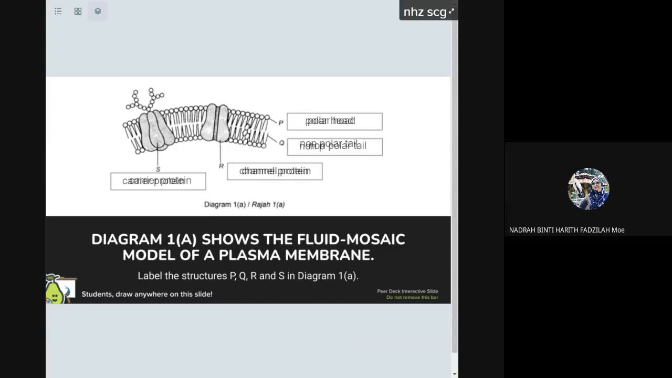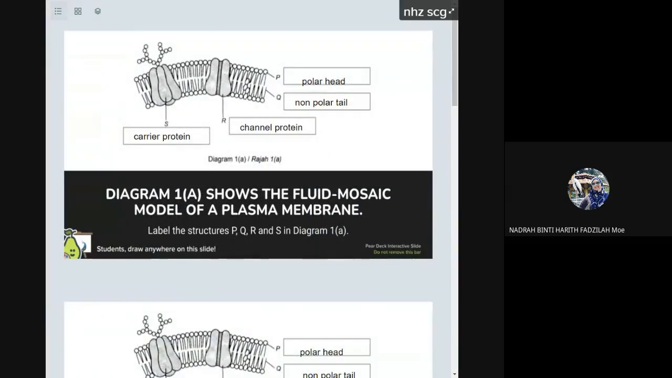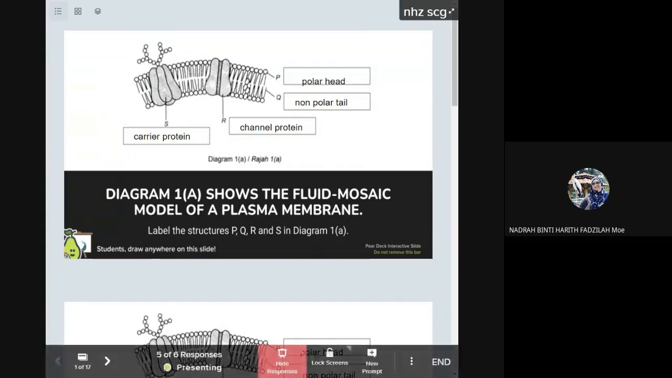Okay, so you are currently doing the labeling right here. Okay, so very good. P is polar head, Q is non-polar tail, but the combination of P and Q is the phospholipid molecule kan? Okay, good. R is channel protein and S is the carrier protein. Alright, I agree with you. Okay, tak apa. Ada yang on the way tengah tulis, tak apa. Boleh teruskan tulis, tak ada masalah.